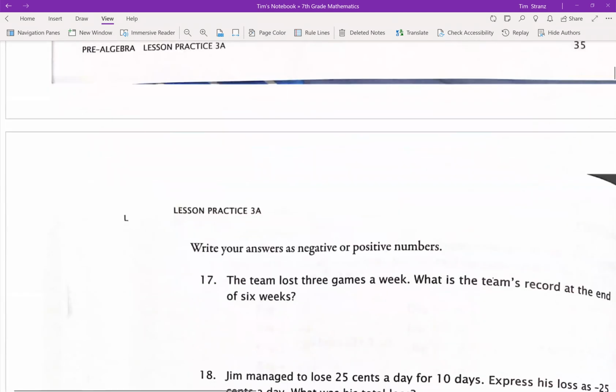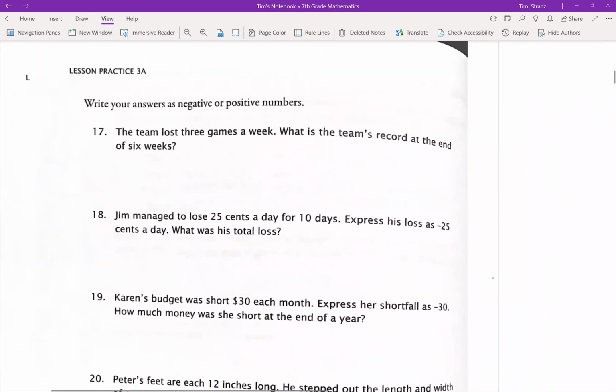All right, number 17. Write your answers as negative or positive numbers. The team lost 3 games a week. What is the team's record at the end of 6 weeks? If you lost 3 games a week, that's going to be negative 3, right? What's the team's record after 6 weeks? After 6 weeks, that means they're going to average about losing 18 games.